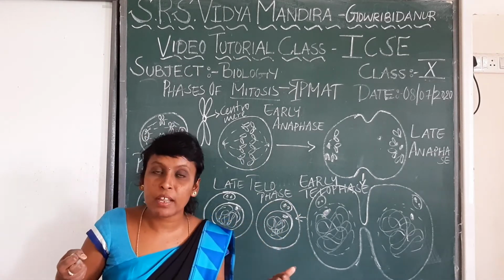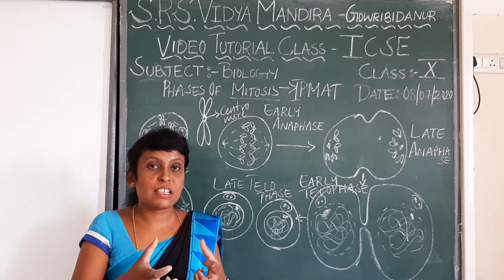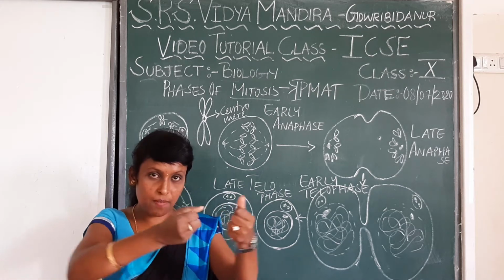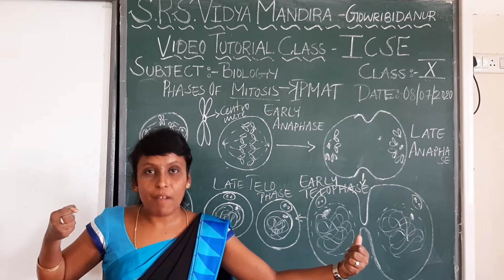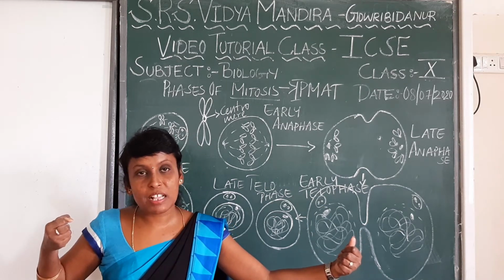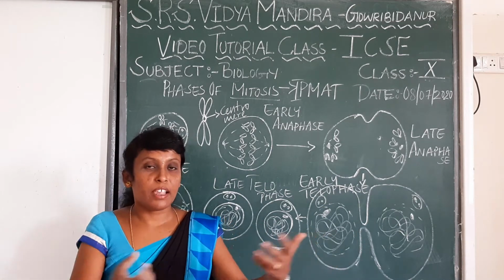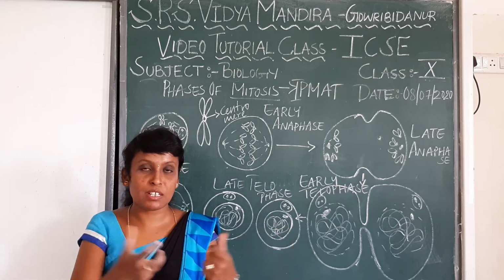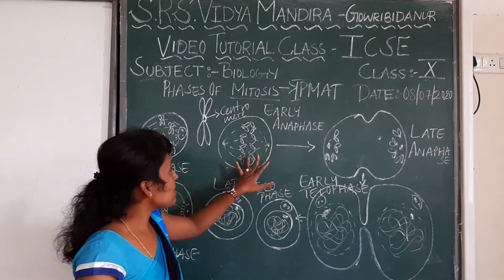Chromosomes will be divided. The spindle fibers start contracting and divide the chromosomes into two parts, and they start pushing them towards the poles. Okay, this is the early anaphase.